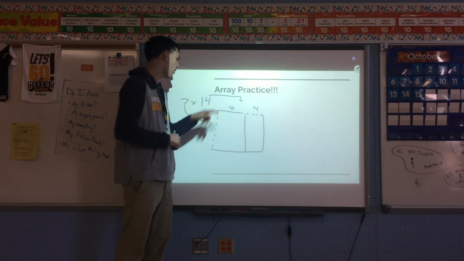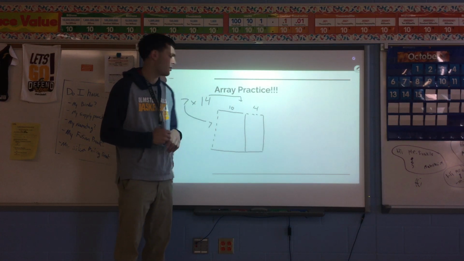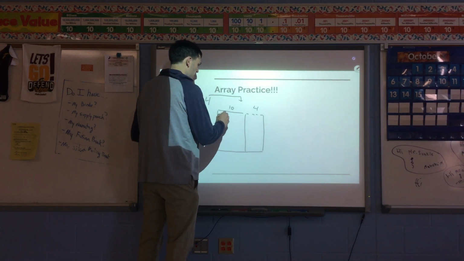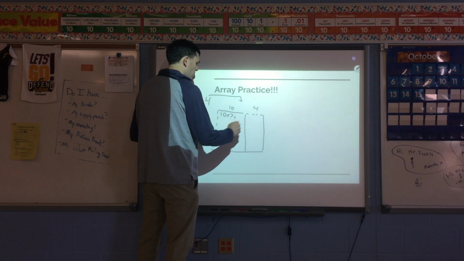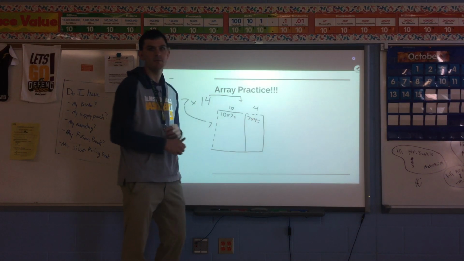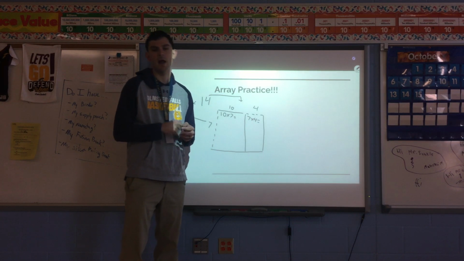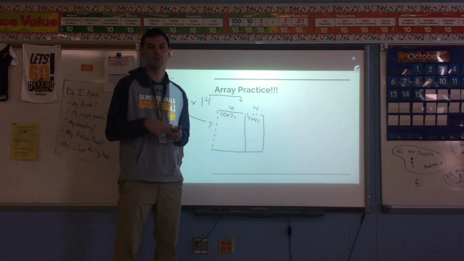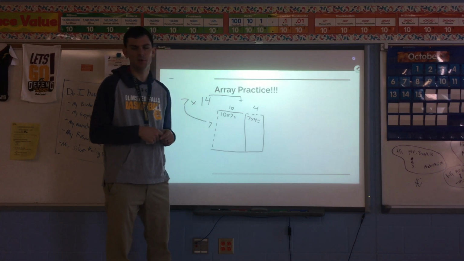And now all we do is multiply each of the rectangles and find the area for each rectangle. So we're going to do 10 times 7. We're going to write 7 times 4. I always encourage students to write the equation in so that I know what they did in case they do make a mistake. Then I can find the mistake much easier.